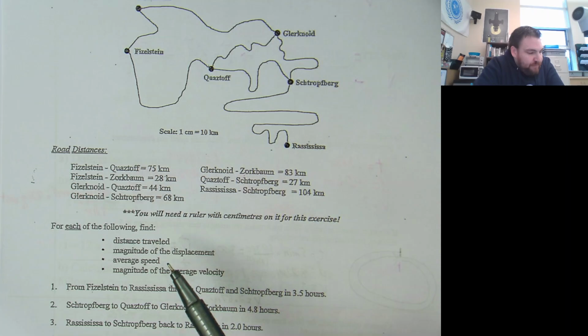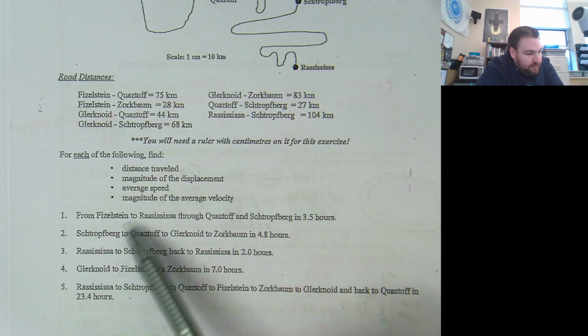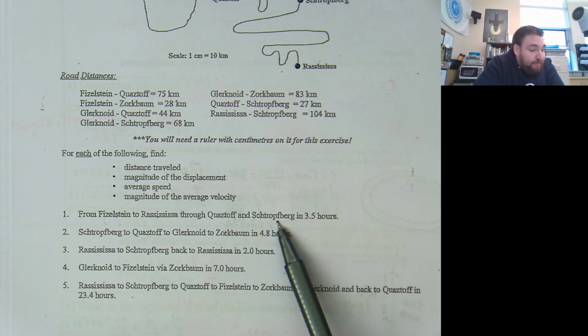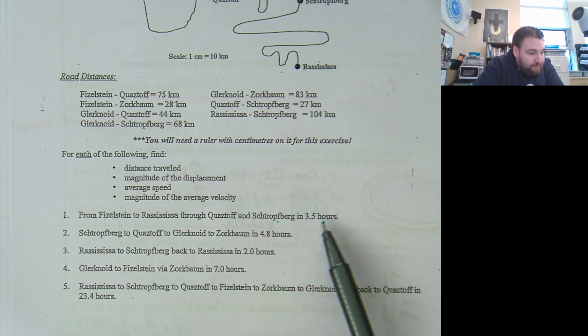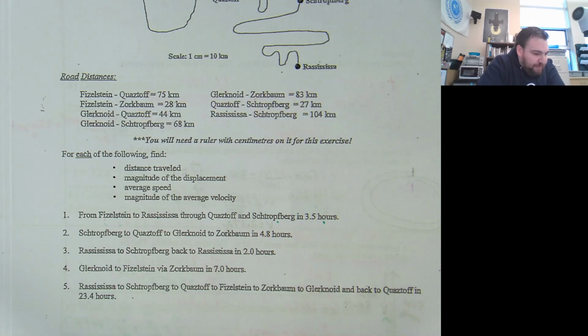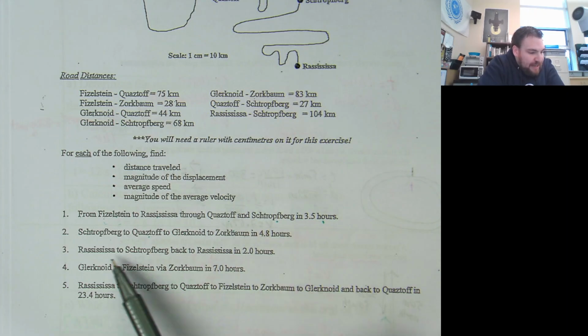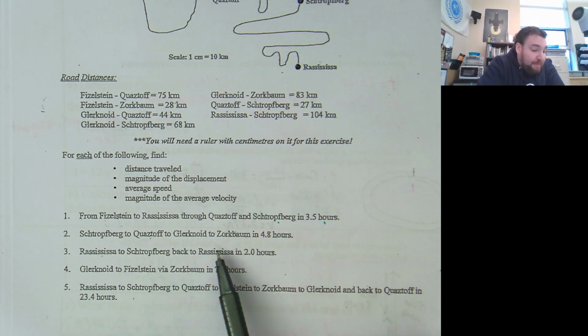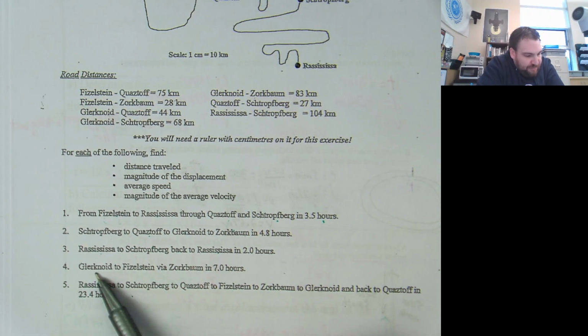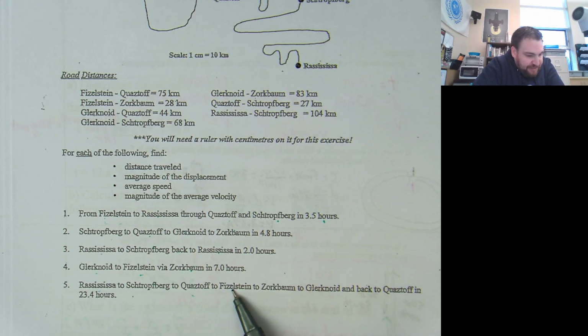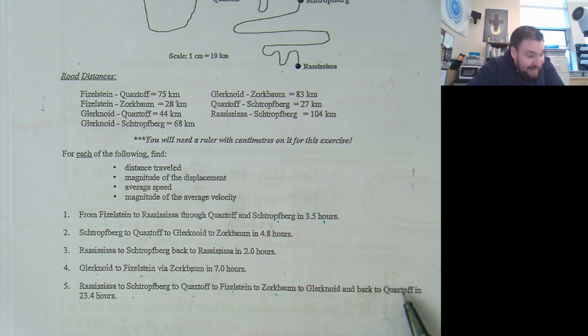What I want you to do for these 5 trips: a trip from Fizzlestein to Rasissasa, traveling through Quatsoff and Stropfberg, that takes 3.5 hours. A separate trip from Stropfberg to Quatsoff to Glurknoid to Zorkbaum in 4.8 hours. A third trip from Rasissasa to Stropfberg and back to Rasissasa. And then Glurknoid to Fizzlestein through Zorkbaum. And Rasissasa to Stropfberg to Quatsoff to Fizzlestein to Zorkbaum to Glurknoid and then back to Quatsoff in 23.4 hours. There's 5 separate trips there.